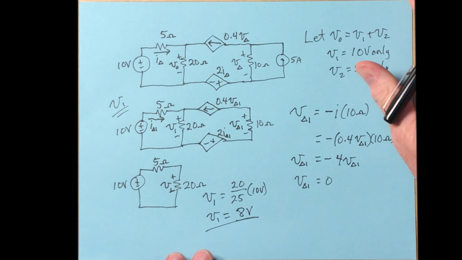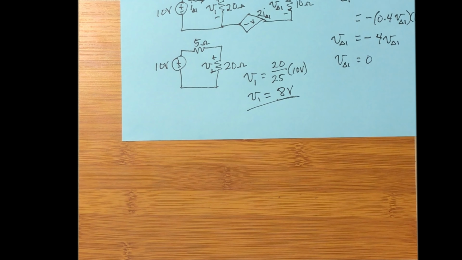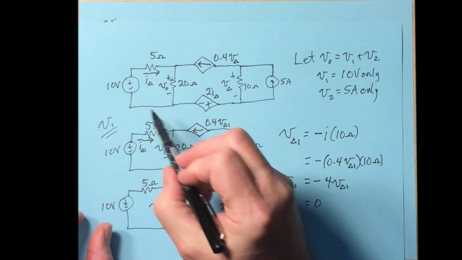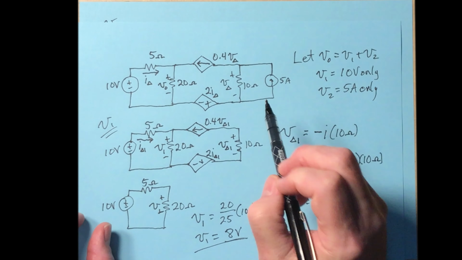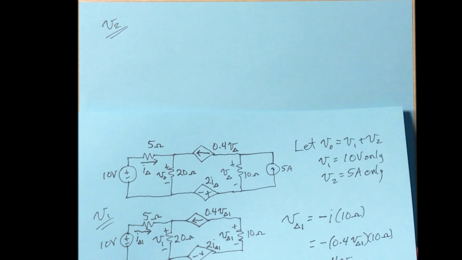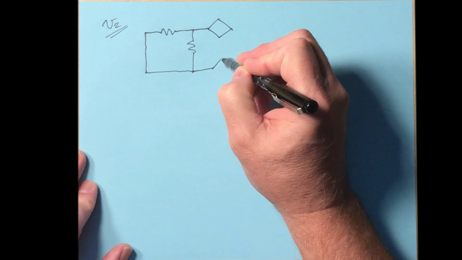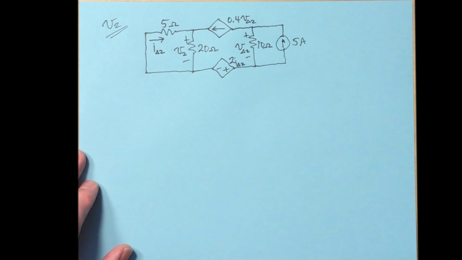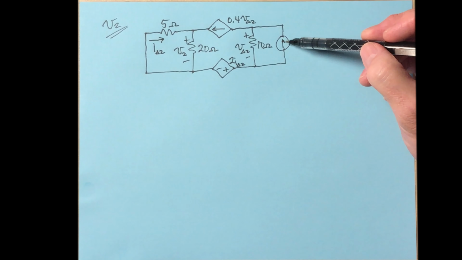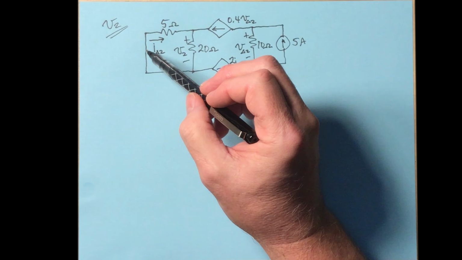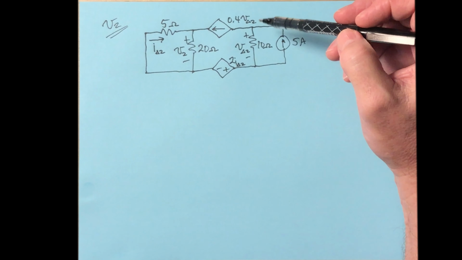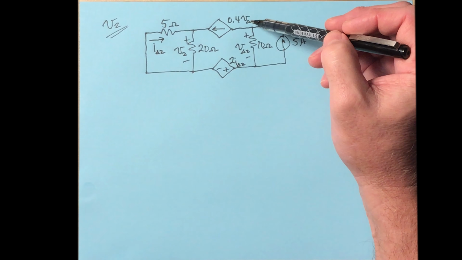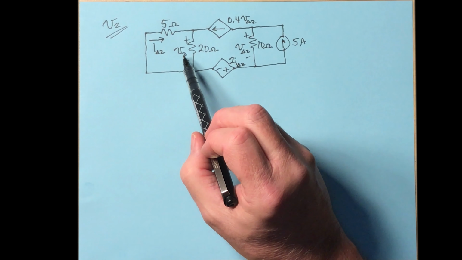All right, we still have to get V2. For V2, we replace the 10 volt source with a piece of wire and allow the 5 amp source to stay where it's at. In that case, the circuit looks like this. Here we've got our 5 amp source. We've disabled the 10 volt source over here. Notice we've also changed our notation. V delta 2 and I delta 2 are now defined, and we need to determine V2 here.